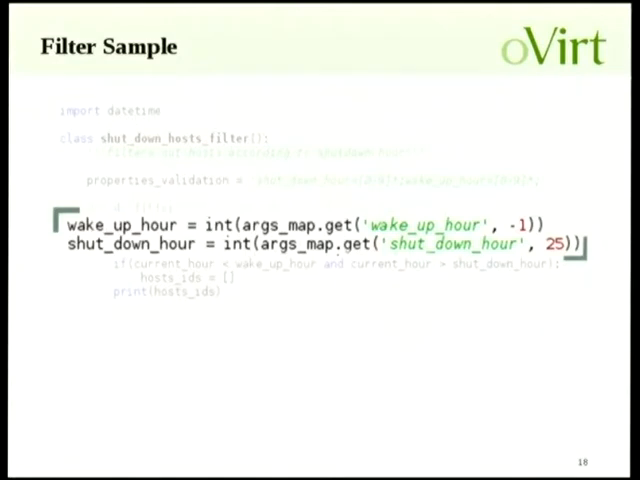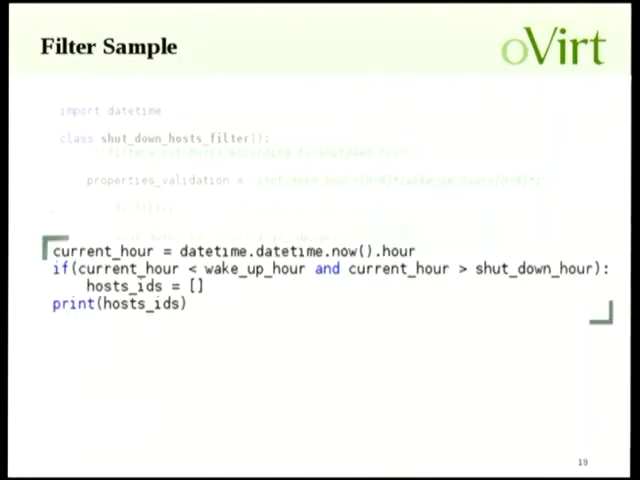I didn't tell you what the filter is all about, but here you can see we get the time, and if the time is within the interval that we get from the user, then we return all the hosts that we got. If not, we just exclude all the hosts from the filter. That's kind of a banal example.